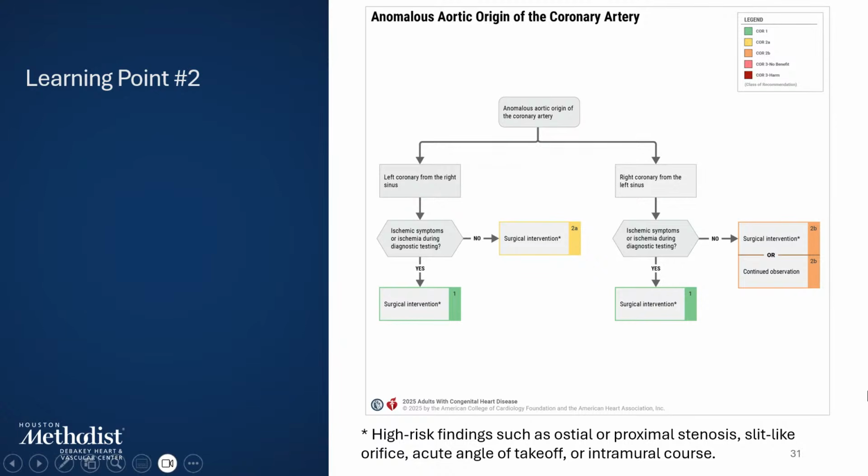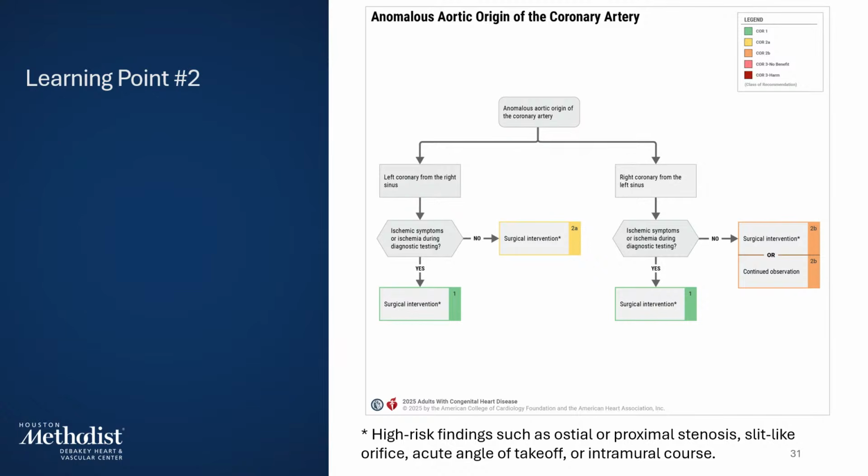This figure is taken from the latest guideline. When there's an anomalous aortic origin of the left coronary artery, if there are ischemic symptoms or an abnormal stress study, these patients will undergo surgical intervention with a class 1 indication. The same thing for the right coronary artery coming from the left sinus. If the patient has ischemic symptoms or abnormal stress testing, surgical intervention will be a class 1 indication.